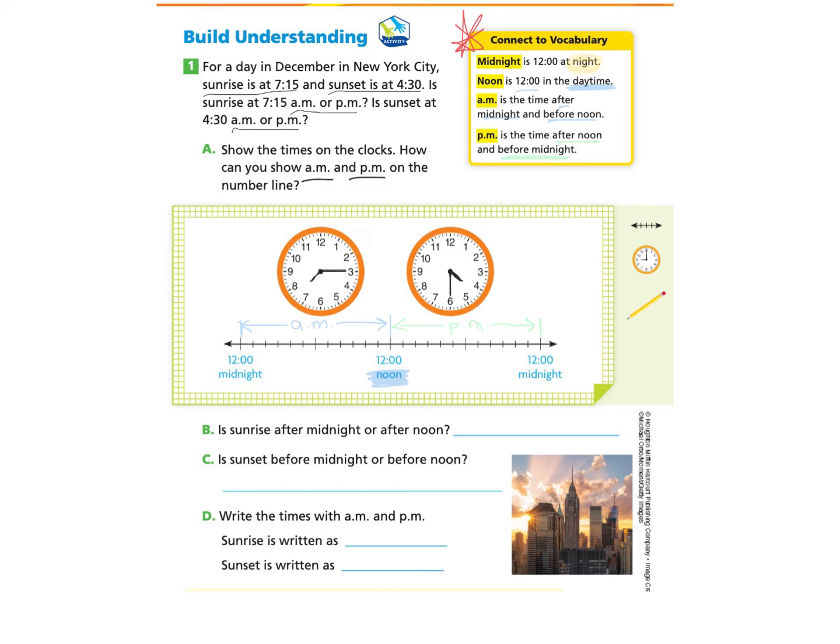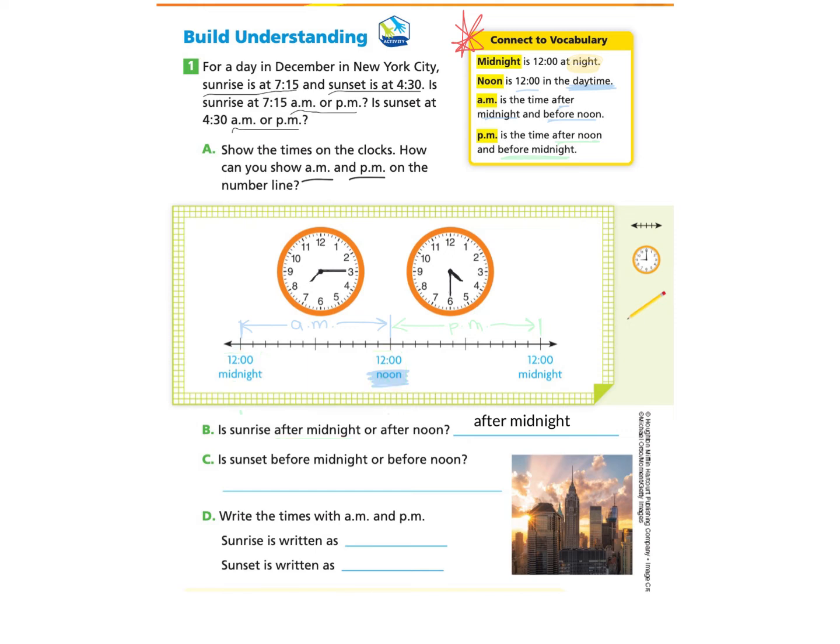So now let's take a look at part B. Is sunrise after midnight or after noon? So let's find the two places we're looking. Here's midnight and here's noon. So when does the sun rise? When does the sun come up? Is it after midnight, or is it after the middle of the day? Well, the middle of the day, the sun is already out. So it would need to be after midnight, because after noon, the sun is already out. So we can answer after midnight.